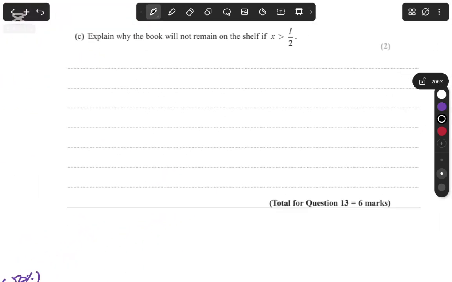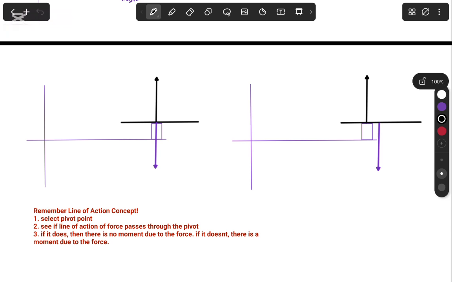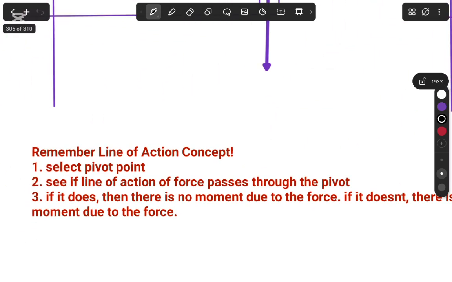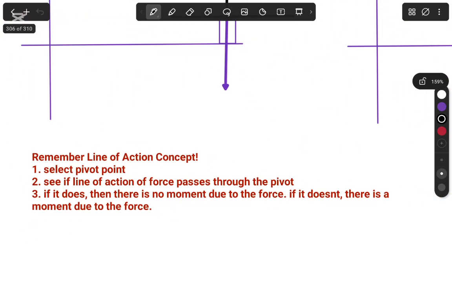Explain why the book will not remain on the shelf if X is greater than L by 2. Now, I've drawn some more stuff so you can understand it properly. So, before we go any further, remember the line of action concept. First, you're going to select a pivot. See if the line of action of the force passes through the pivot. And if it does, then there is no moment due to the force. If it doesn't, then there is a moment due to the force.